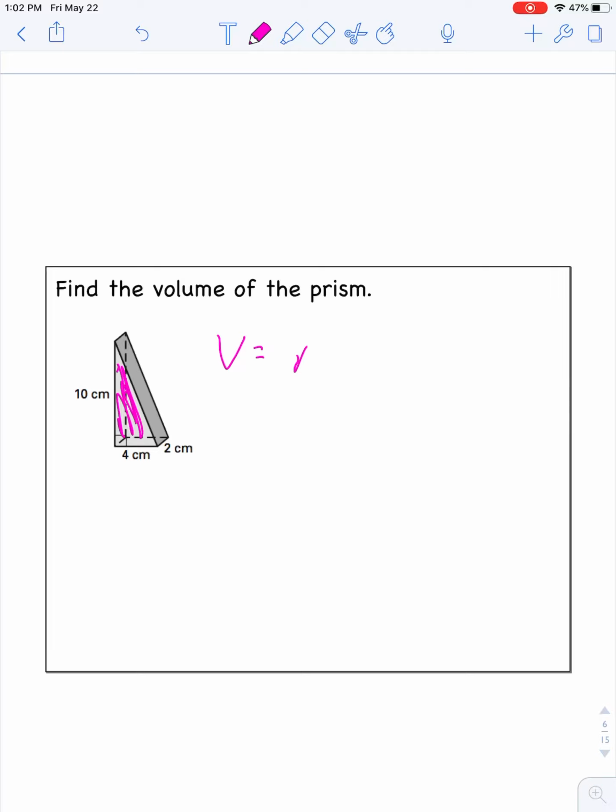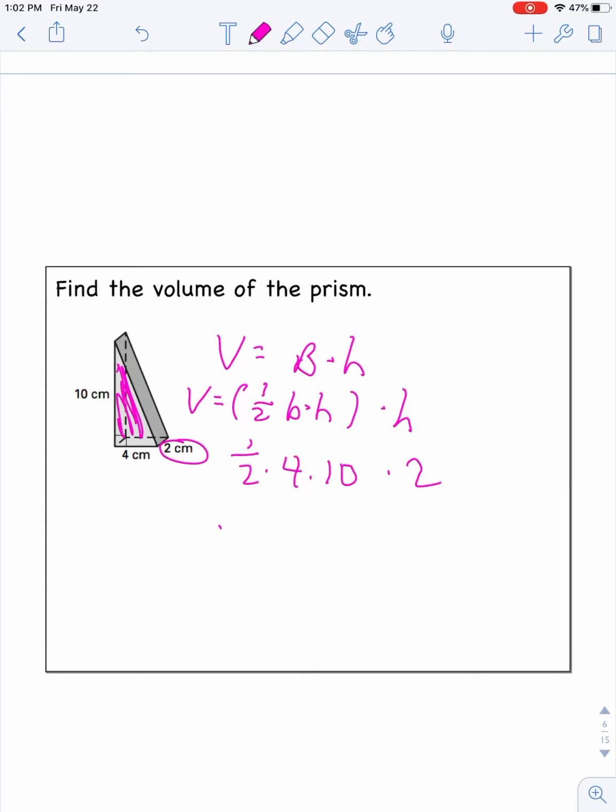Okay, so we have the volume is the area of the base times the height, and since our base is a triangle, we have 1/2 the base times the height, and then times another height. So make sure you're not mixing up which height is which. Okay, so we have 1/2 the base, which is 4, times the height of the triangle, which is 10, and then we multiply that by the height of the actual prism right there, which is 2. So now we get a grand total for our volume of 40 centimeters cubed.